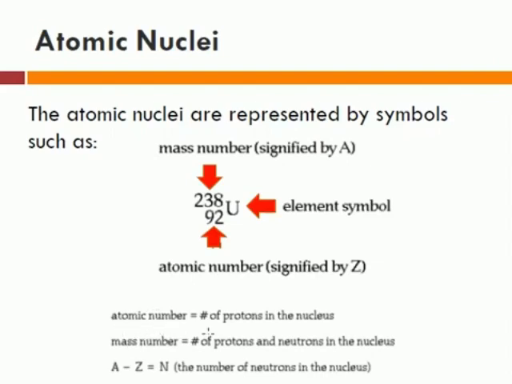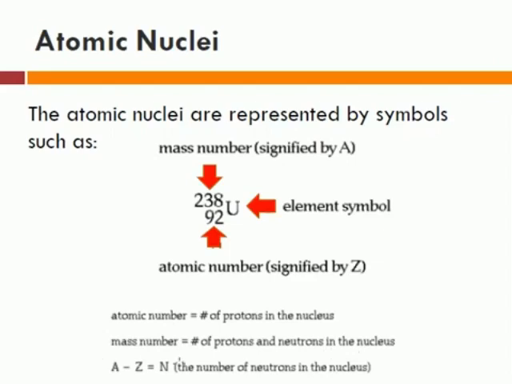Atomic number is equal to the number of protons in the nucleus. So if the atomic number is given, you can easily identify the name of the element by simply looking at the periodic table. The mass number is equal to the number of protons and neutrons in the nucleus.